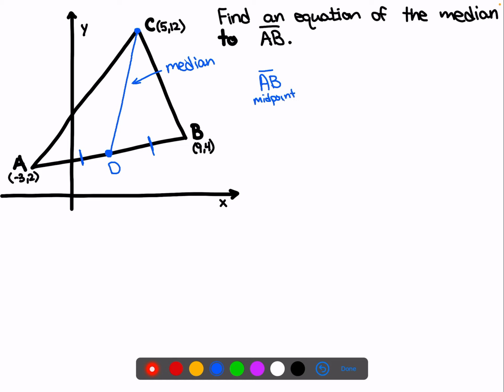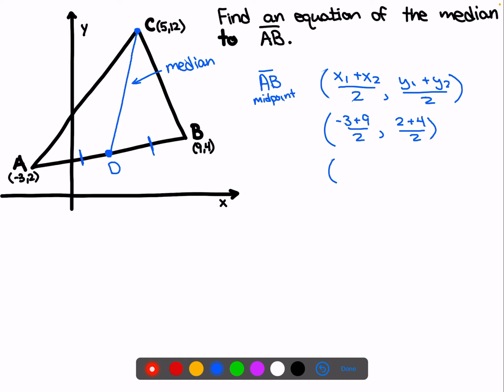Now, if you recall, the midpoint formula is just x1 plus x2 divided by 2, and then y1 plus y2 divided by 2. Looking at this, I'm using points A and B, so I have negative 3 plus 9 over 2, and I have 2 plus 4 over 2. Well, negative 3 plus 9 is 6 over 2, and 2 plus 4 is 6 over 2, which will give me the midpoint, point D, being at (3, 3). So point D is (3, 3). Now that I have point D, I have 2 different points on line CD, on my median.